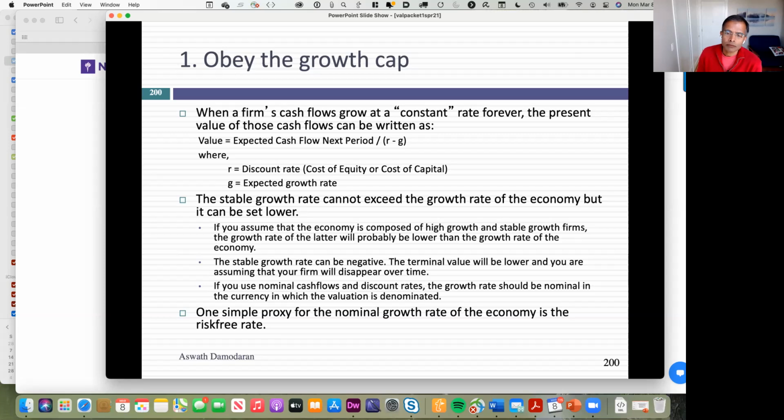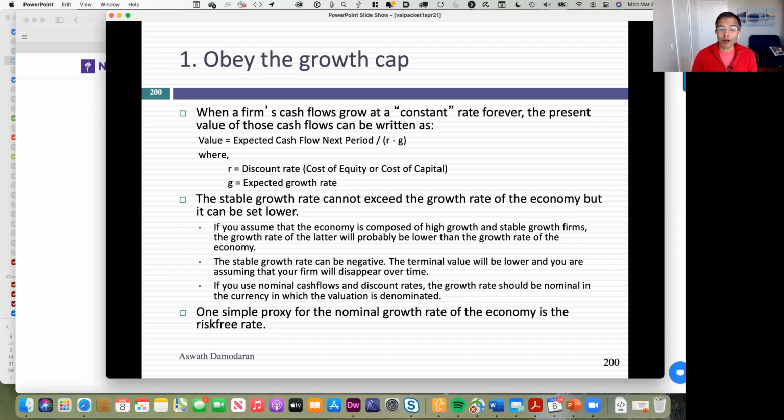Here's the first rule. If you're using this model, you're assuming your growth rate will continue forever. Forever is a very strong word. So because you're assuming this growth rate can be maintained forever, I'm going to say something that's a mathematical truth. That growth rate cannot exceed the growth rate of the economy in which you operate. You see why? What will happen to a company that grows at a rate faster than the economy? It will become the economy. Then what?